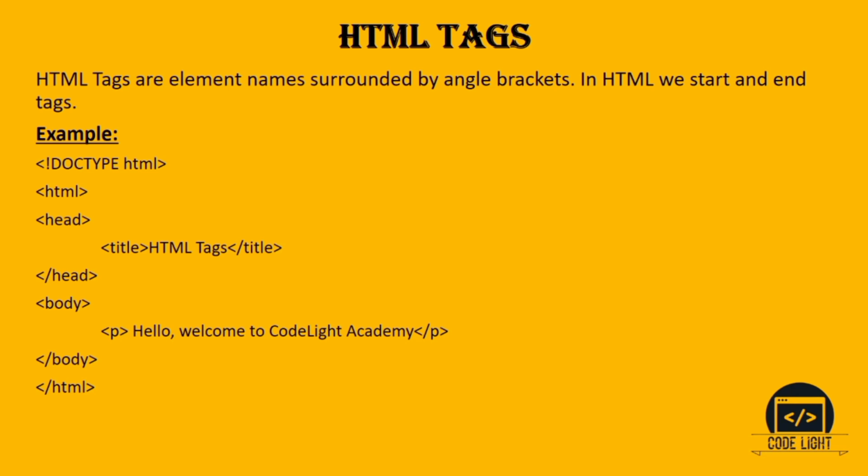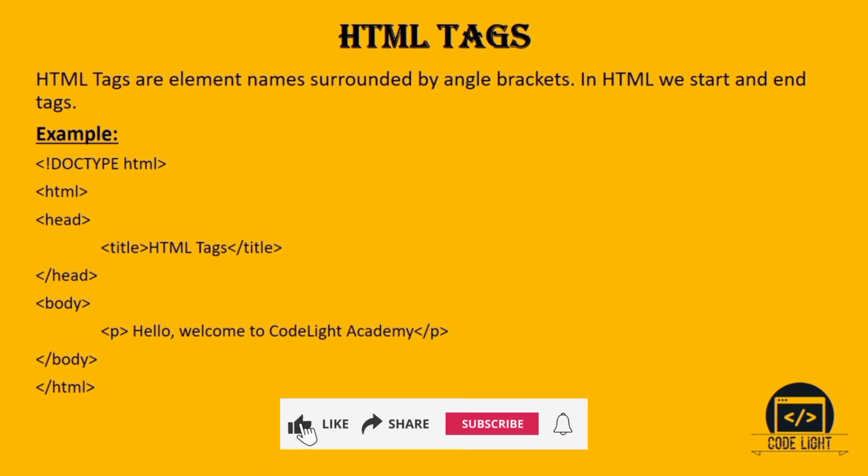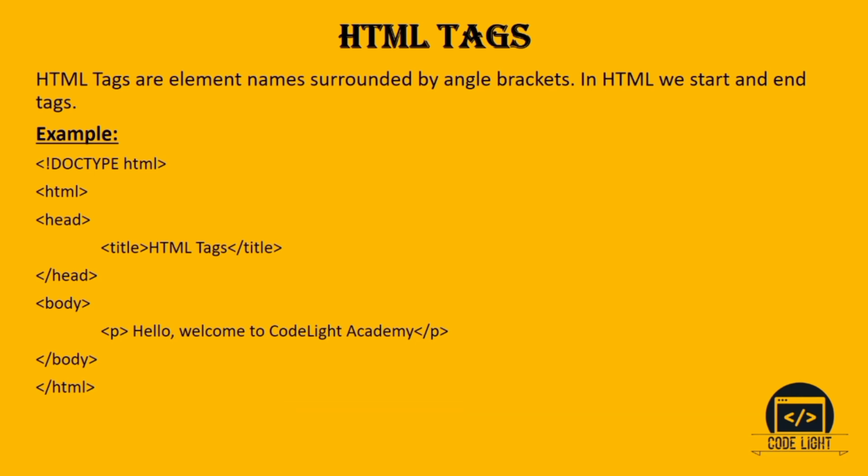We have the title here to be HTML tag, and we have a paragraph, the opening paragraph P, then the closing paragraph P. In it we have the element content which says hello, welcome to Codelight Academy. So this is a simple format of HTML.